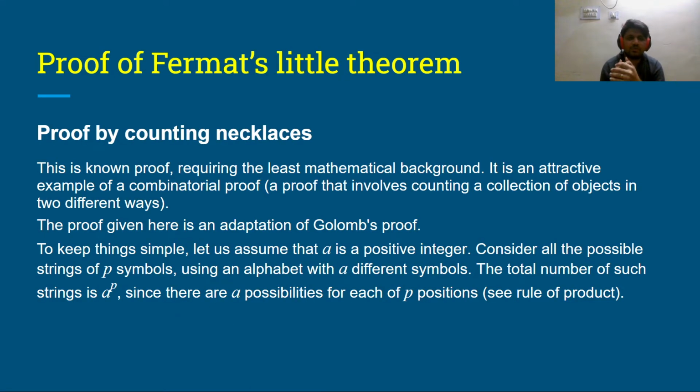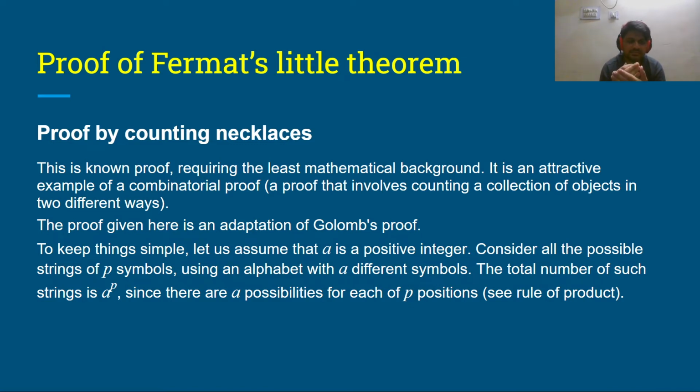Let's see about the proof of Fermat's little theorem. Proof by counting. We are going to see the proof by counting necklaces. This is a known proof requiring the least mathematical background. It is an attractive example of a combinatorial proof, a proof that involves counting a collection of objects in two different ways. The proof given here is an adaptation of Golomb's proof.